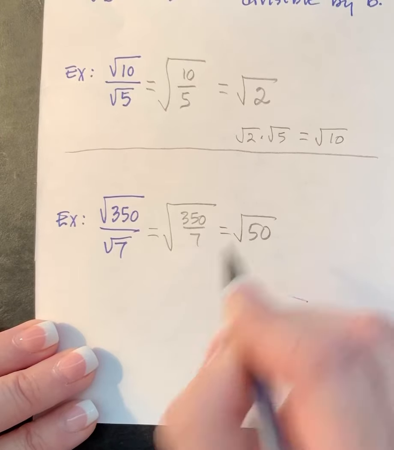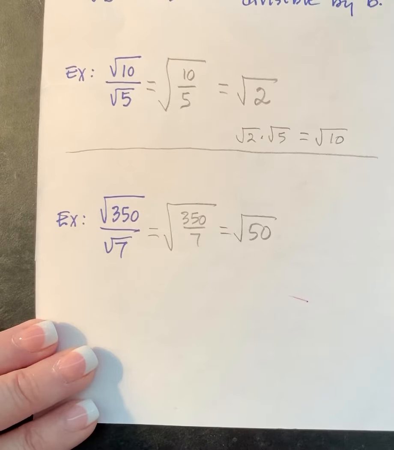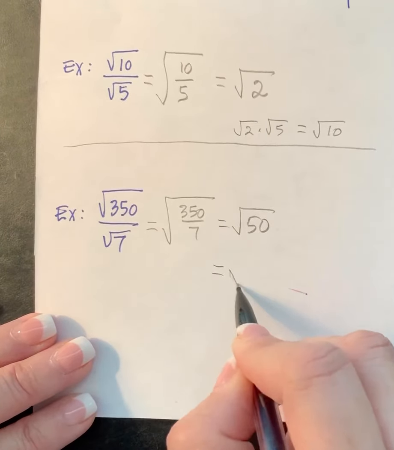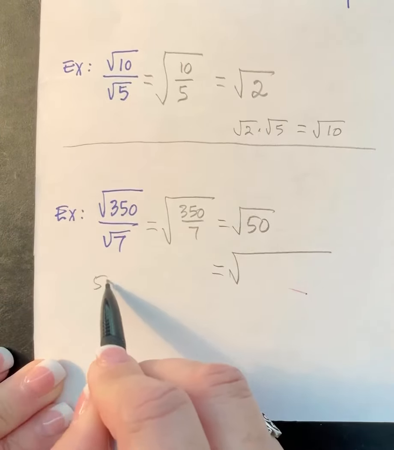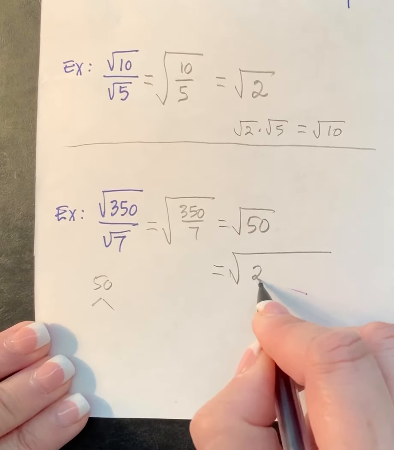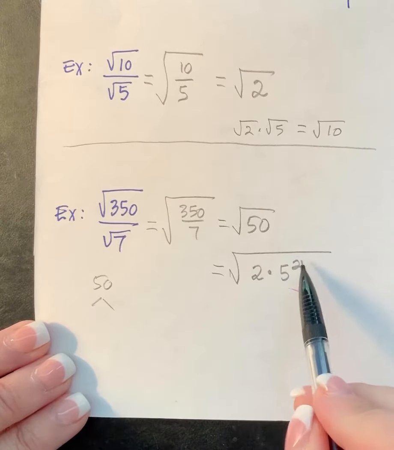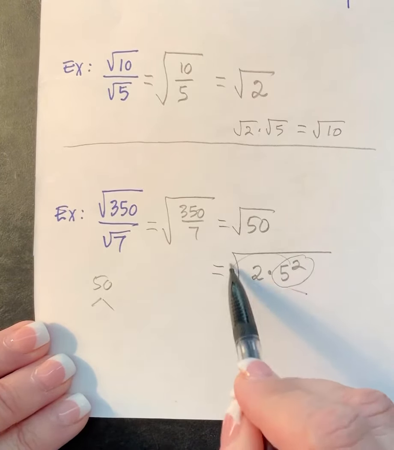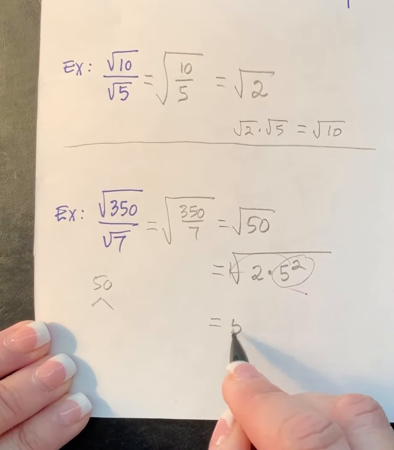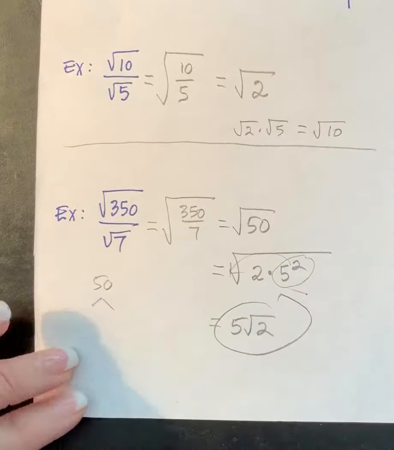Now, that would not be the final answer, because 50 has a square in it. So you need to do the prime factorization of 50, where you do the factor tree. And so it's going to be 2 times 5 squared. And there's the square, and that'll simplify. So we're going to end up with the number 5 times the square root of 2. That will be the final answer.